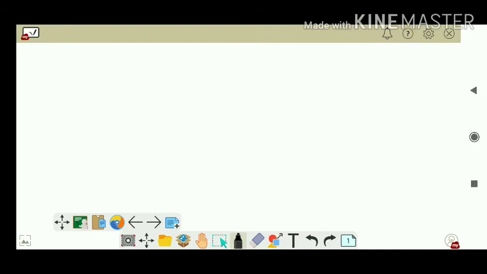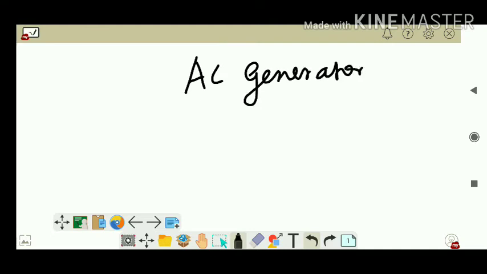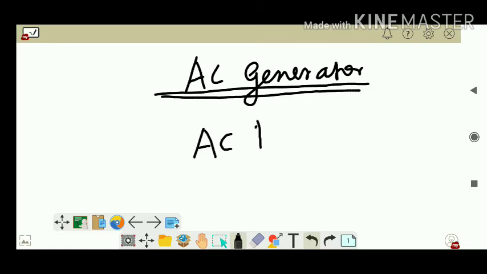Morning guys, today we'll be dealing with the next important section of the chapter, which is AC generator, its working, its construction, etc. will be dealt today. So before dealing with AC generator, I hope you remember the portions AC or DC motor, which you have learned in your lower classes, right?